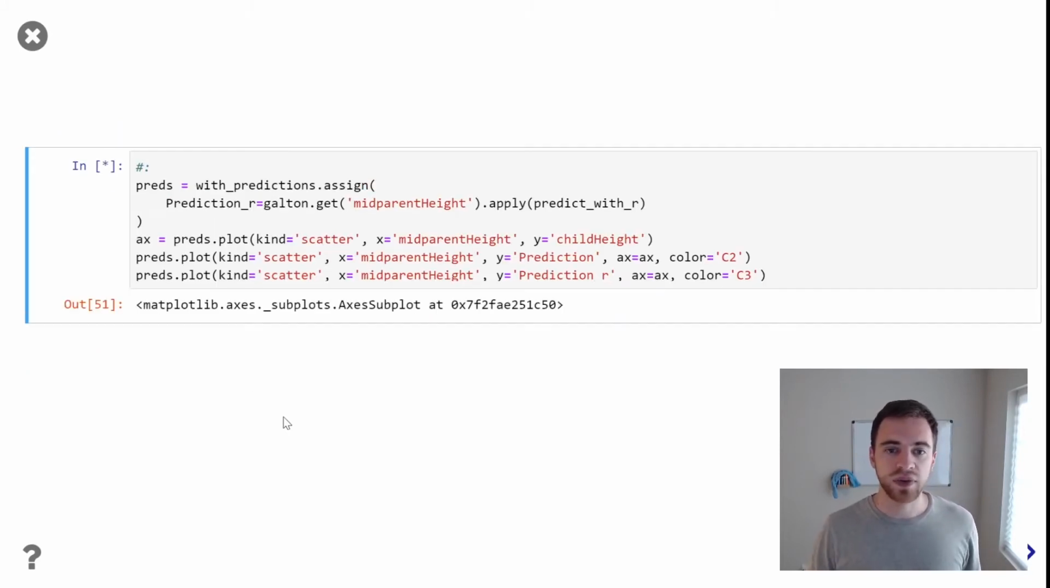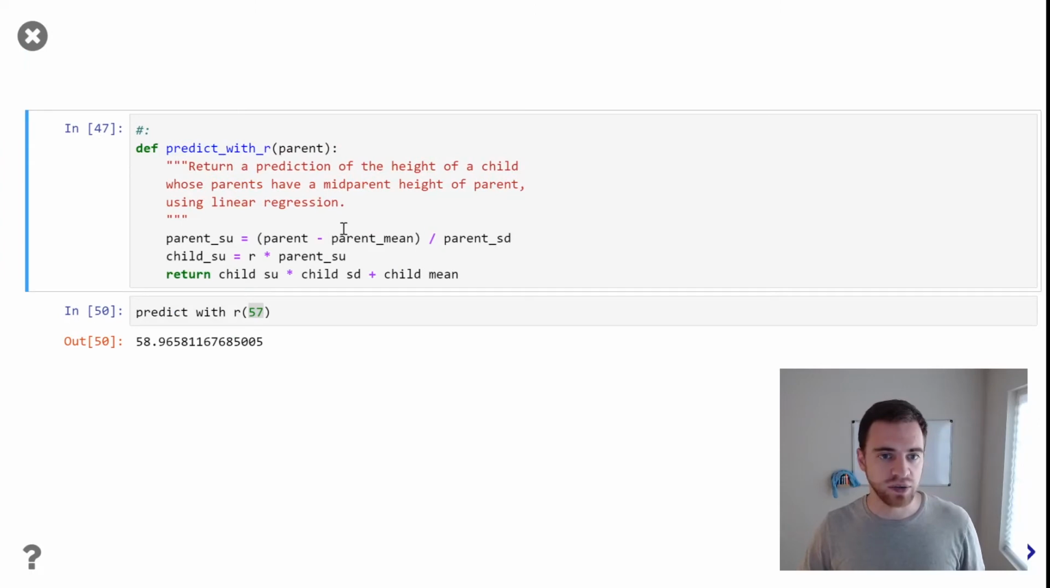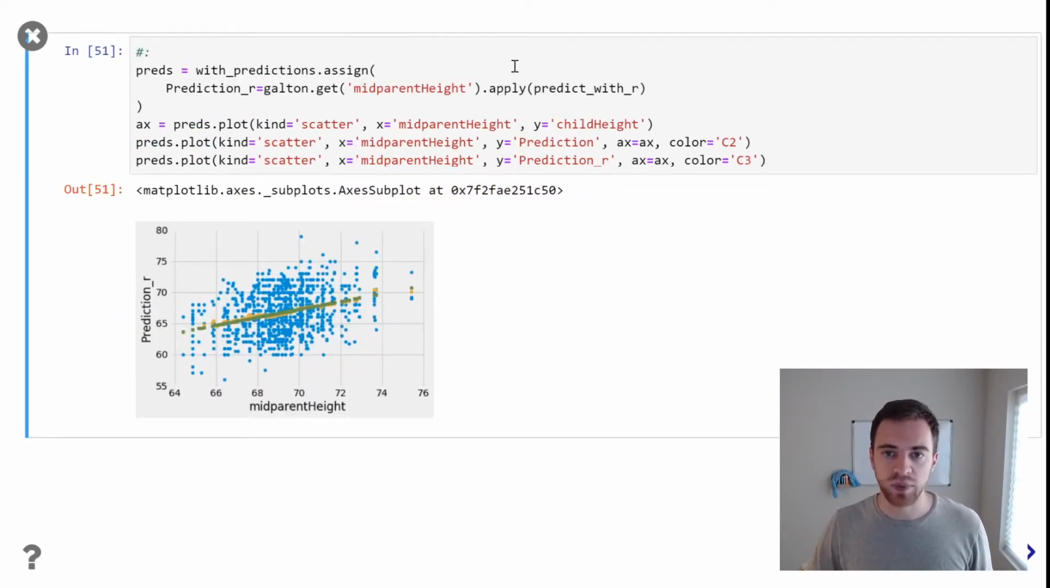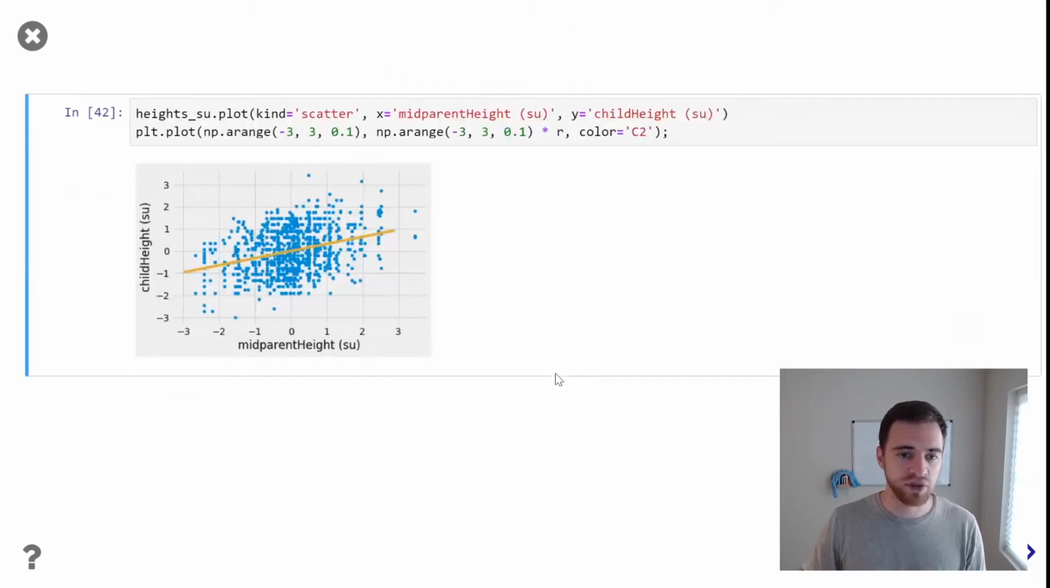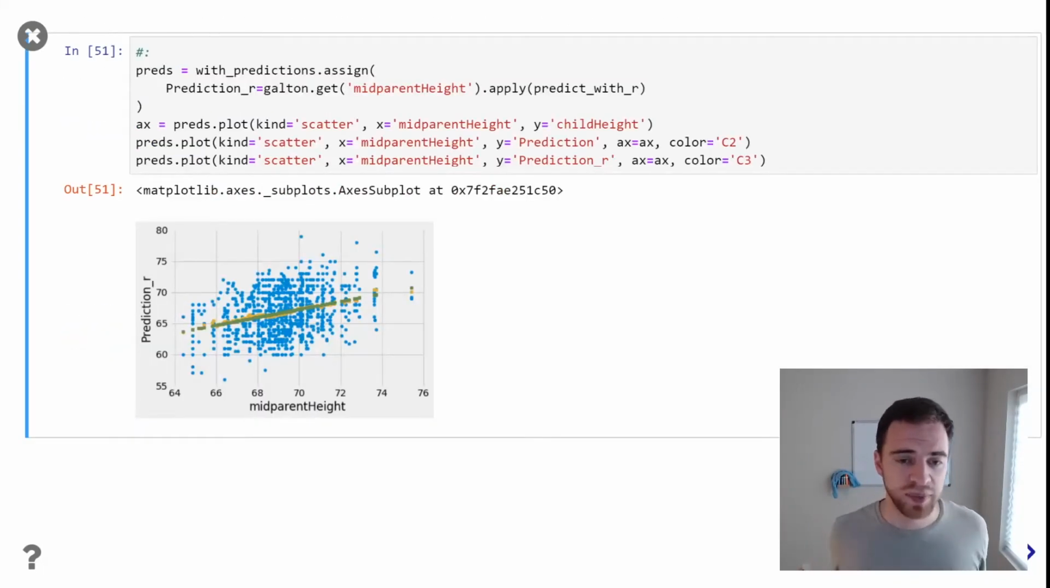Okay, let's make our predictions now. I'm going to predict using this function, predict with R. I'm taking the mid-parent height, dot apply, predict with R, and getting a new column called prediction R. Then I'm comparing it to that gold line that we got by averaging, this line here. Take a look. They look pretty much identical, and that's no coincidence. Like I said before, if the pattern is linear, then they're pretty much the same thing.